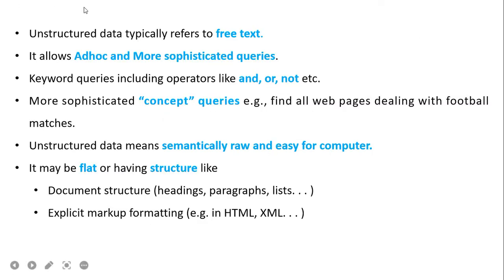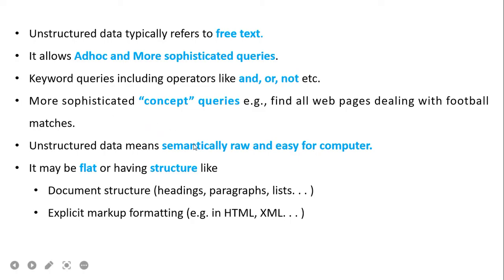For IR, we generally prefer unstructured data. Unstructured data typically refers to free text. It allows ad hoc and more sophisticated queries. Keyword queries include operators like and, or, not, etc. More sophisticated, that is concept queries, we can also use with IR. For example, find all web pages dealing with football matches.